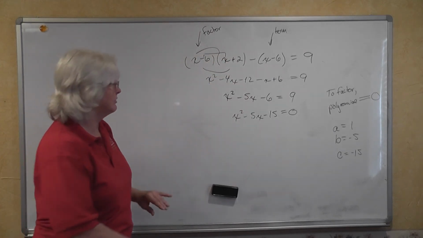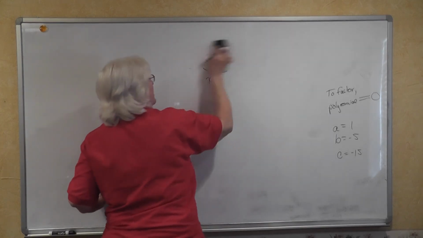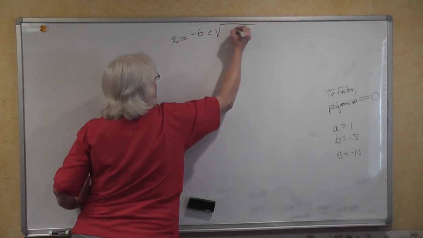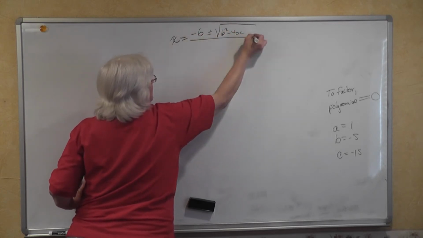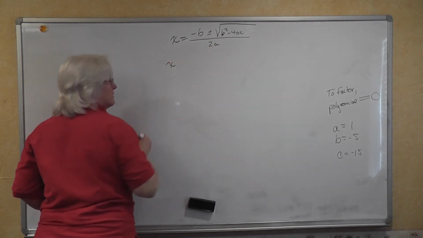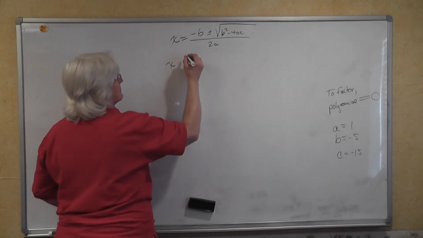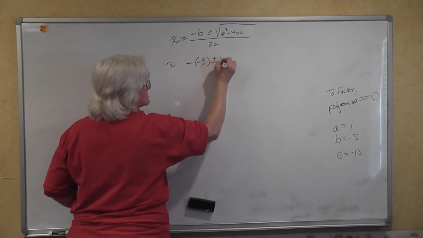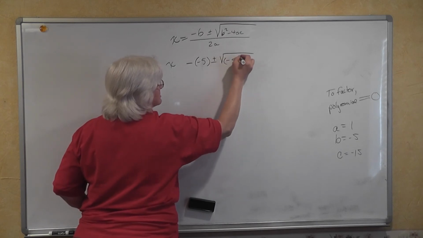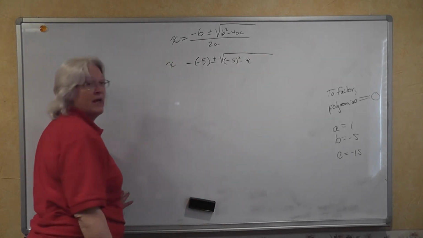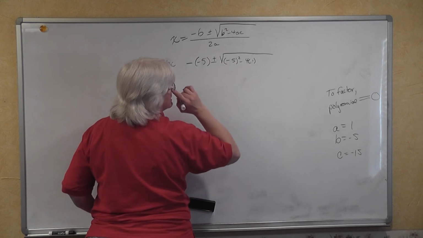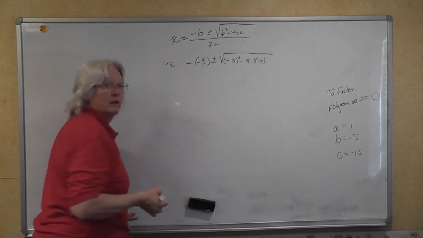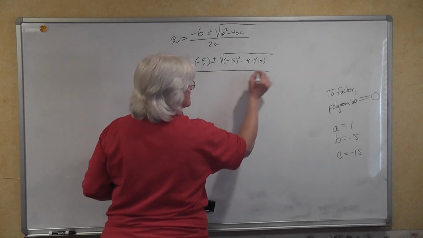I'm going to go ahead and erase everything that I've written here so that we can solve this using the quadratic formula. Quadratic formula says x is equal to the opposite of b plus or minus the square root of b squared minus 4ac, all of that divided by 2 times a. We're going to substitute in the values that we have. Opposite of a negative 5 plus or minus the square root of negative 5 squared minus 4 times a is 1, c is a negative 15. That would have been a problem had I dropped that negative sign. All of this divided by 2.